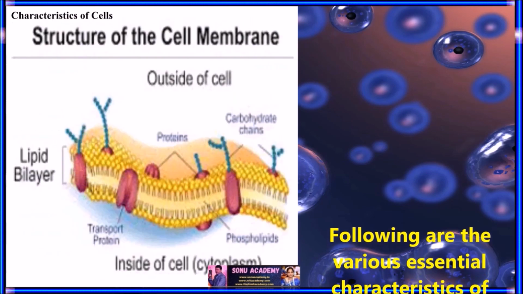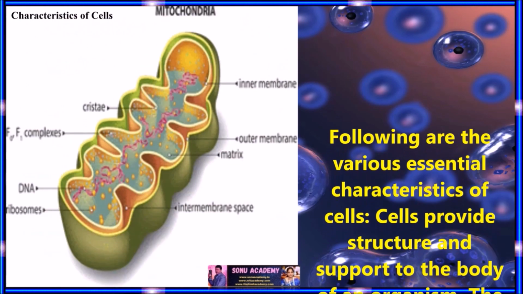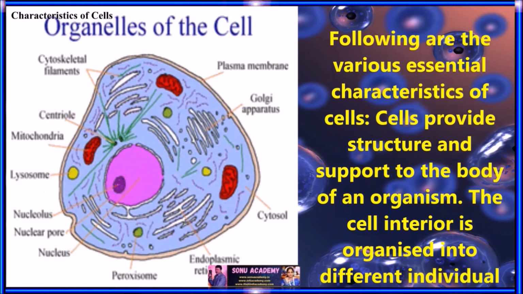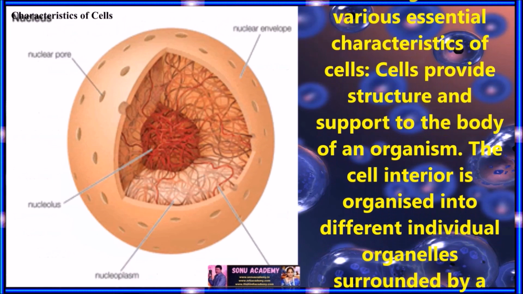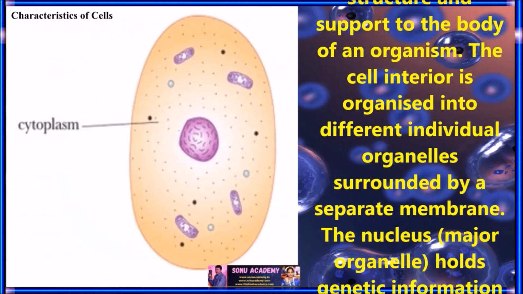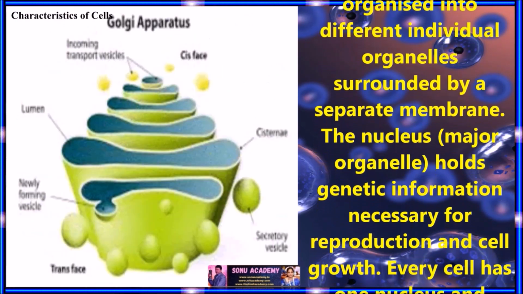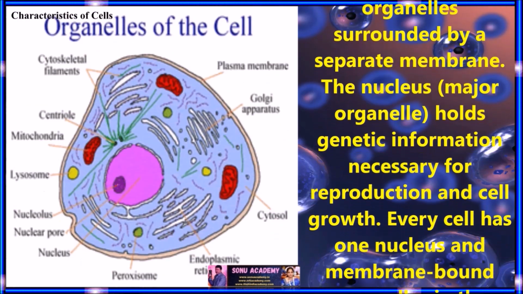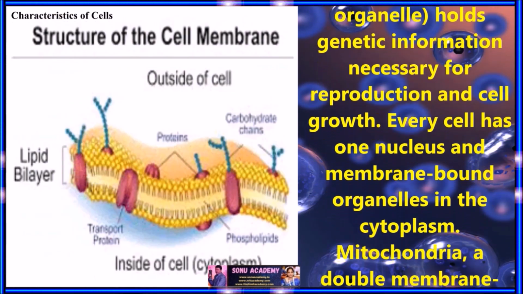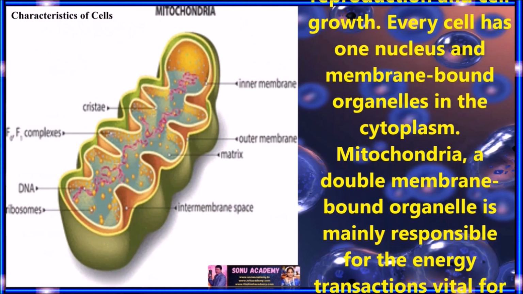Now let us discuss the characteristics of cells. Children, following are the various essential characteristics of cells. Cells provide structure and support to the body of an organism. The cell interior is organized into different individual organelles surrounded by a separate membrane. The nucleus holds genetic information necessary for reproduction and cell growth. Every cell has one nucleus and membrane-bound organelles in the cytoplasm.